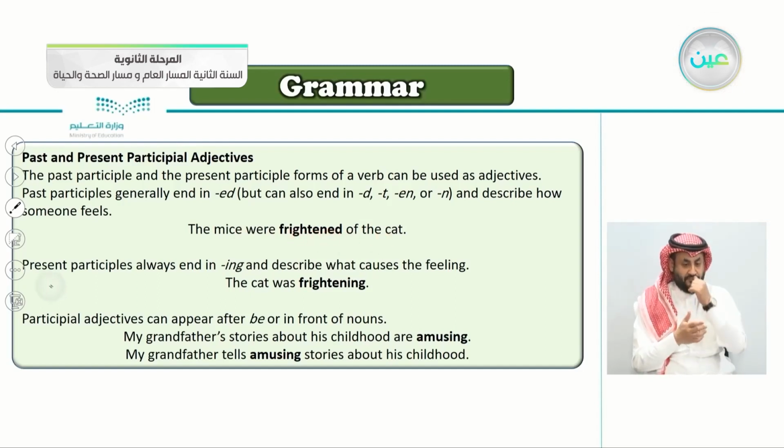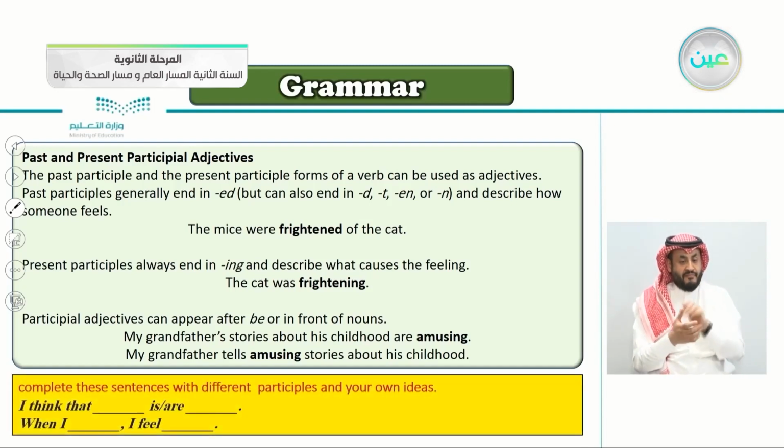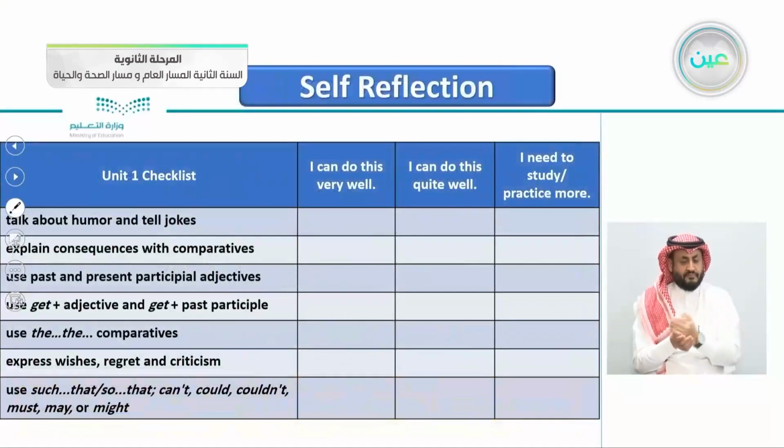But on the other hand, the present participle always ends in ing and describes what causes the feeling. The cat was frightening. I was excited. The event was exciting, and so on. So if you understand this lesson, the past and present participle, just tick here. If you don't understand it quite well, or if you don't understand it at all, tick a mark here.